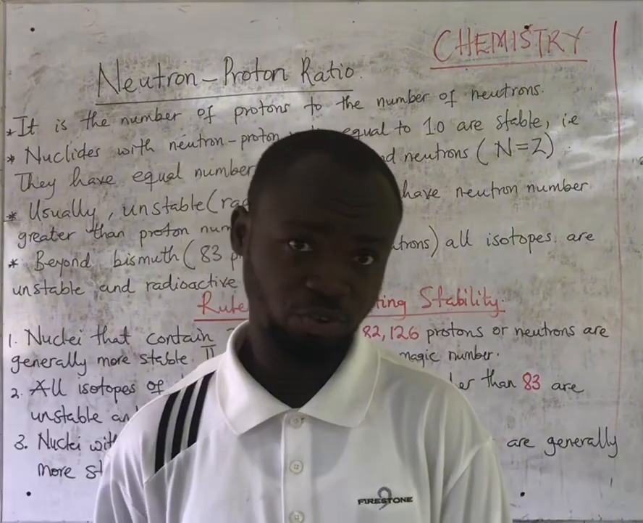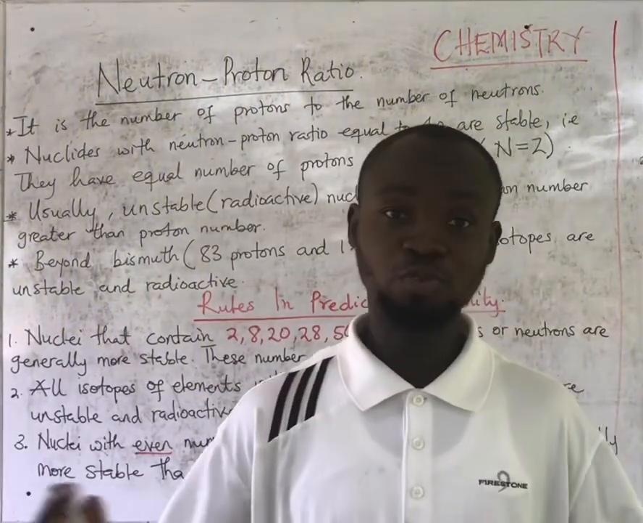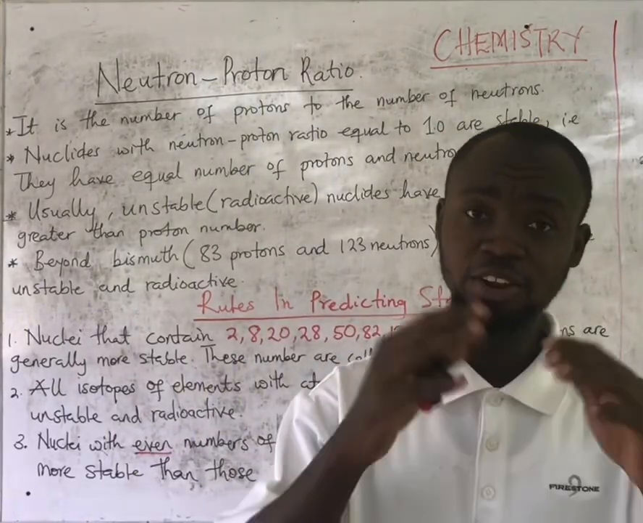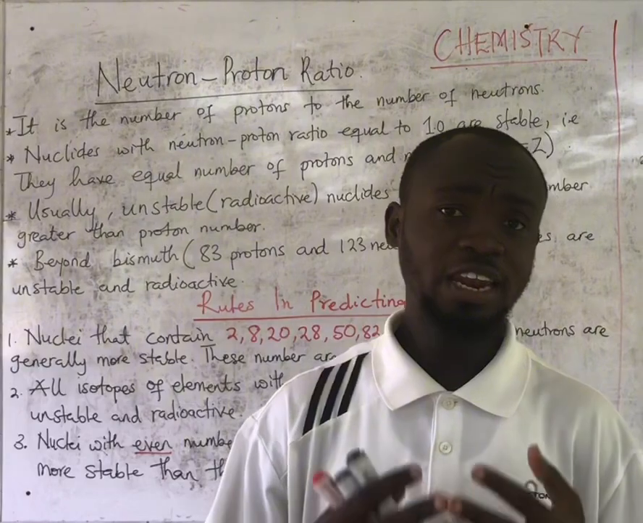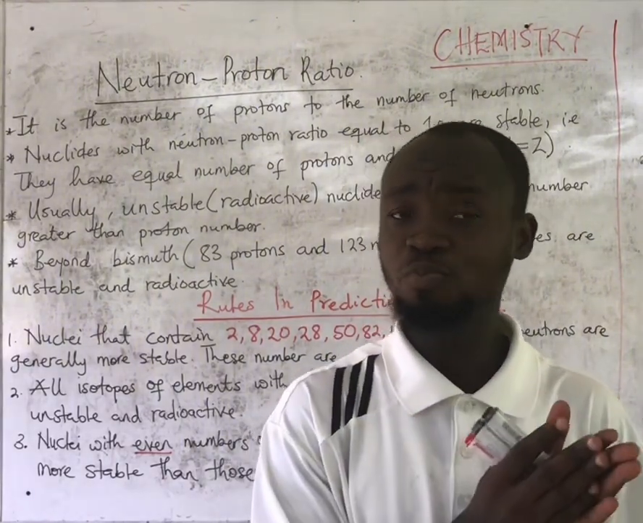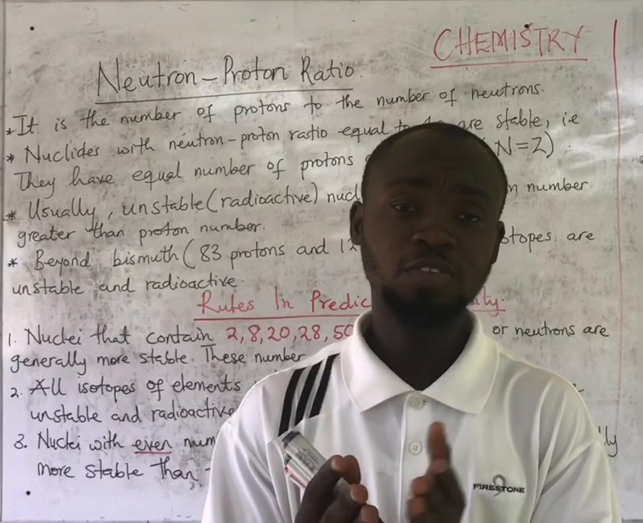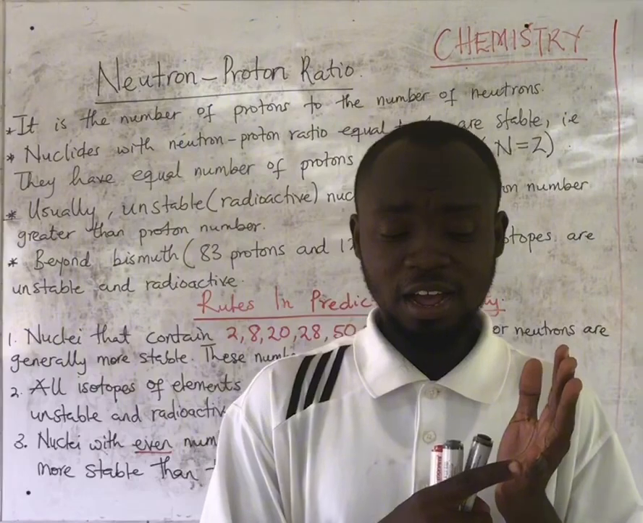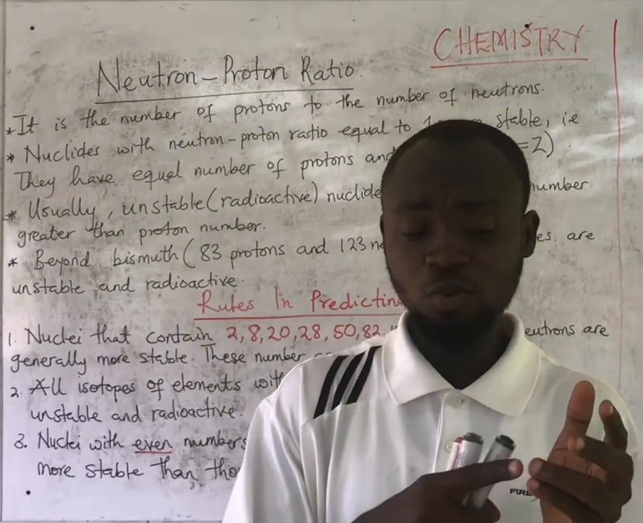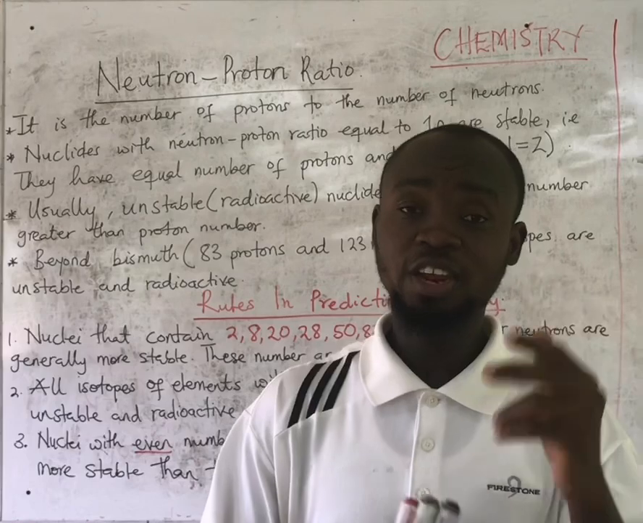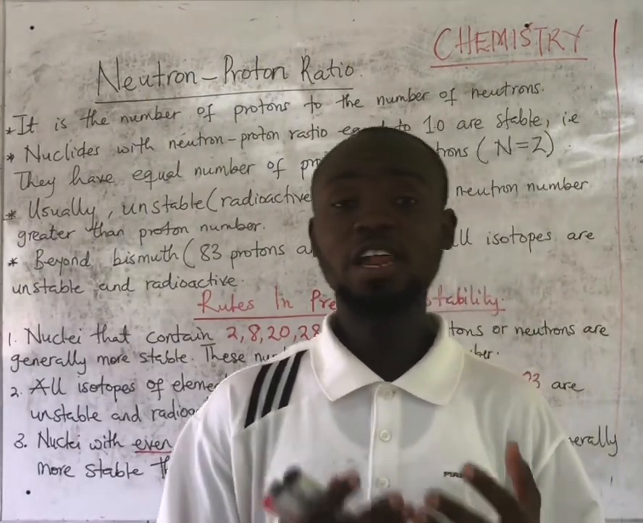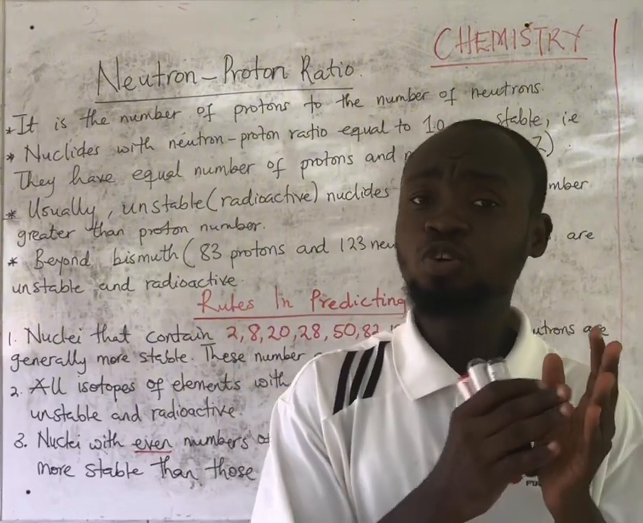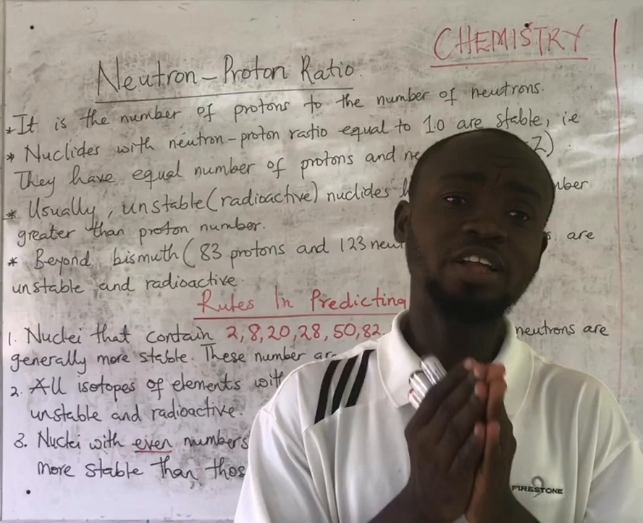The neutron-proton ratio, as the name suggests, is just the ratio between the number of protons and the number of neutrons in the nucleus of an atom. If an element or an atom has an equal number of protons and neutrons, its ratio becomes 1. Is that okay? For example, if an element has 10 protons and 10 neutrons, the neutron to proton ratio here becomes 10:10, or 10/10, which is equal to what?